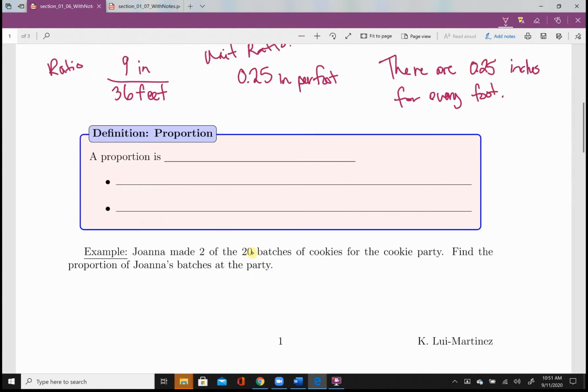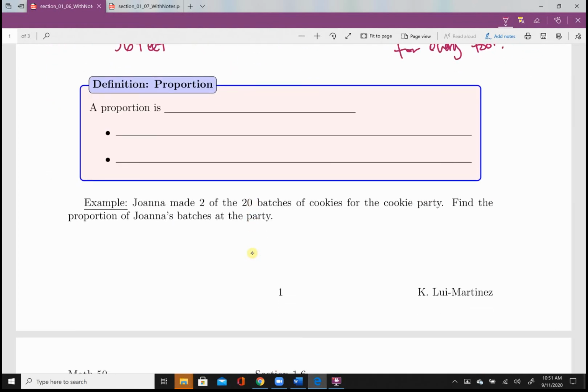Okay, moving on. Let's define what a proportion is. A proportion is the equating of two ratios or rates.